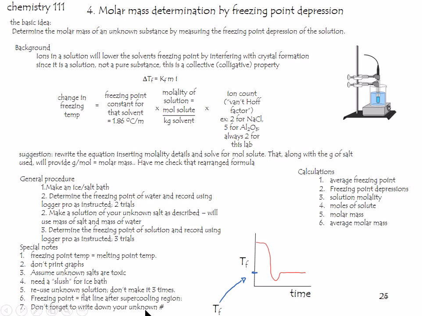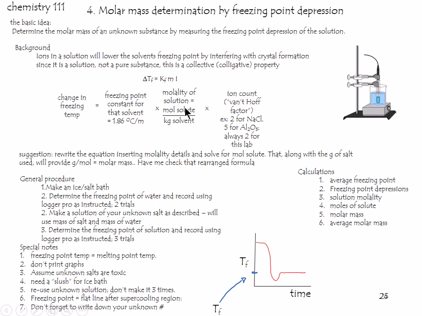Do not forget to write down your unknown number, and when you do your calculations, what we're looking for is 6 of them. The average freezing point, I'd like to see a calculation for that. That's the average of 2 trials. The freezing point depression, that's where I see you rearrange your formula and simply solve for it. The freezing point depression is the change in the freezing temperature averaged over how many trials? Looks like 3. The solution molality is the moles of solute divided by the kilograms of solvent. There it is. That's the big thing that requires you to punch in everything except this number here. So rearrange and solve for the solution molality. Get me the molar mass.